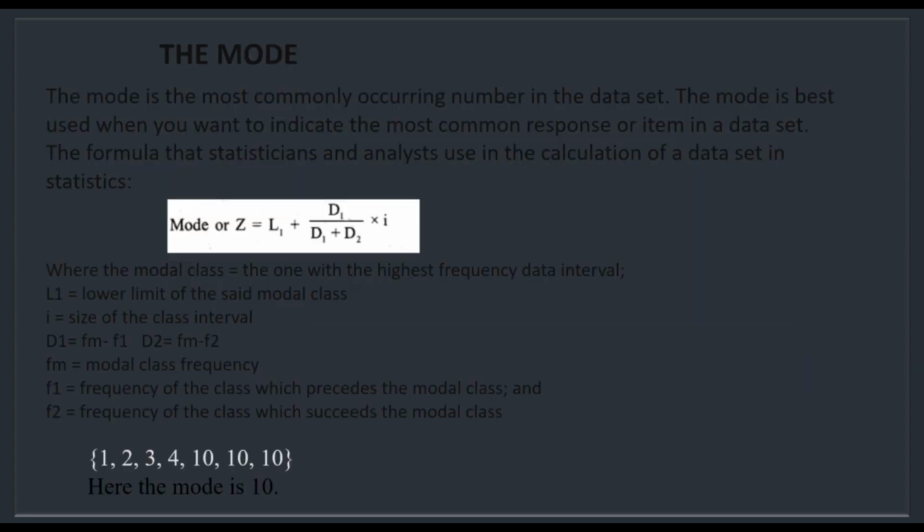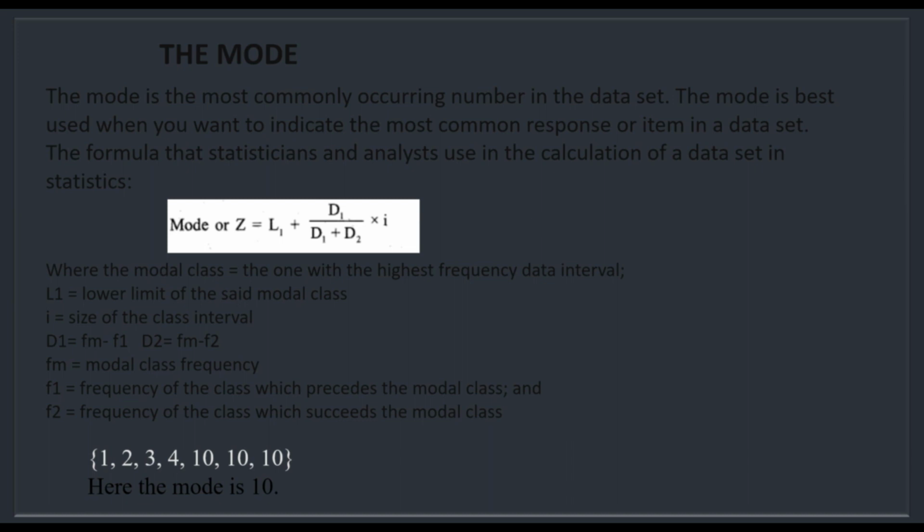Okay. Another central tendency measure is the mode. The mode is the most commonly occurring number in the data set. The mode is best used when you want to indicate the most common response. If most of the students scored 52 marks, then we can say that 52 is the mode of that data set.